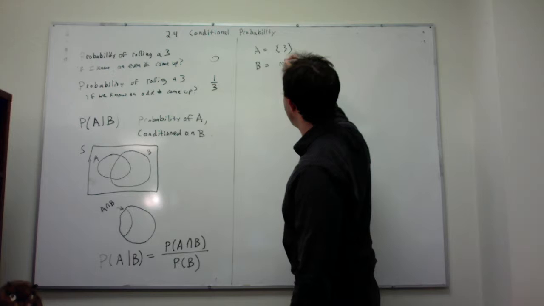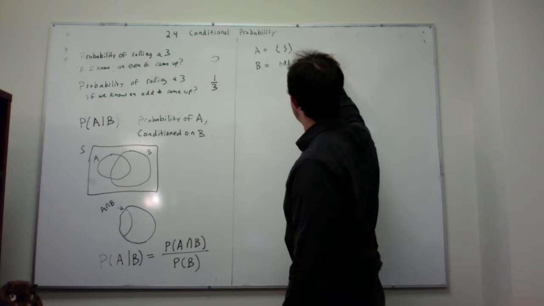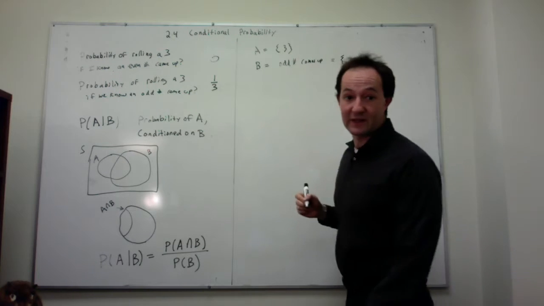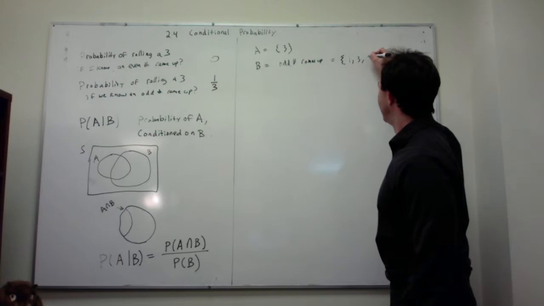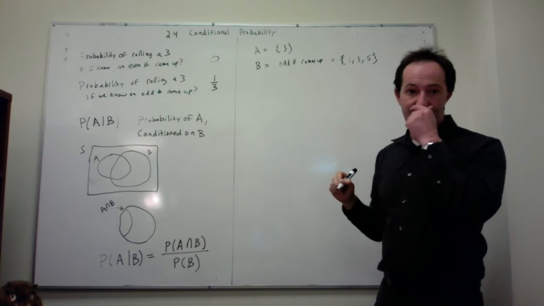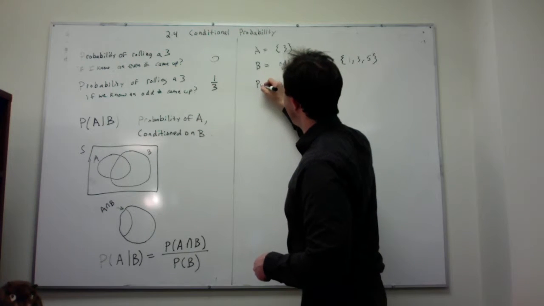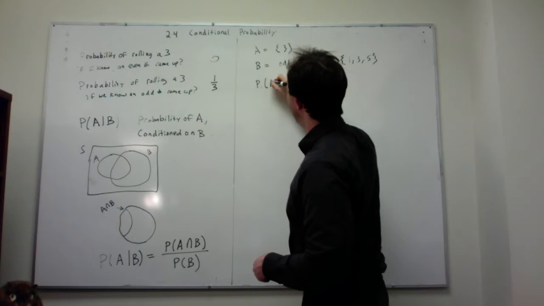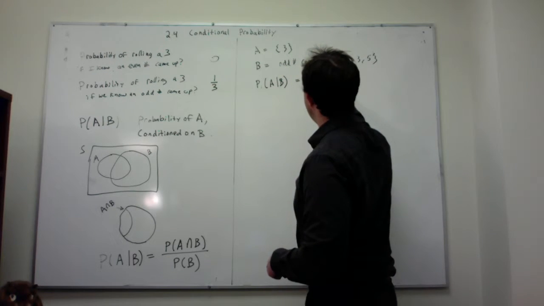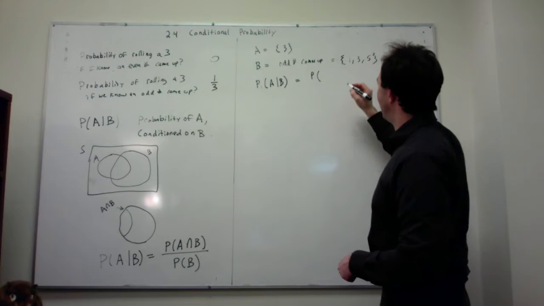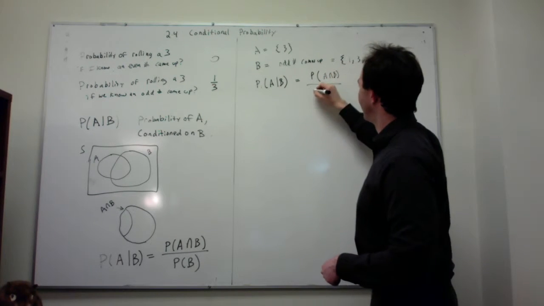So let B be the event odd number comes up, which we can just explicitly list as the set of outcomes 1, 3, 5. So now I can say that the probability of A conditioned on B should be the probability of A intersection B over the probability of B.